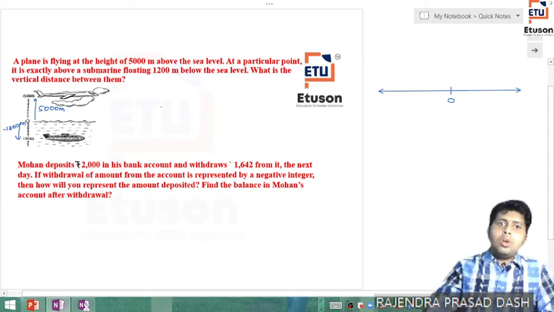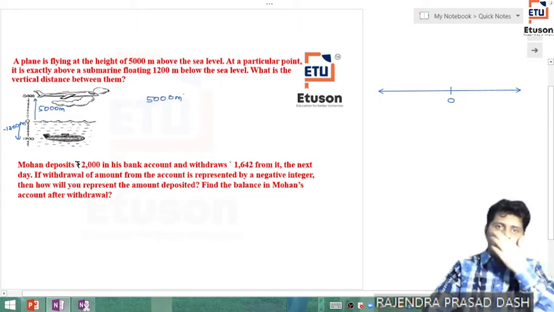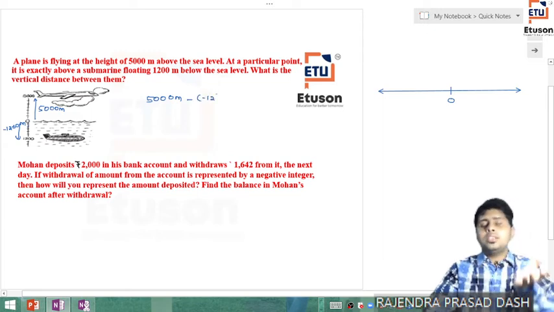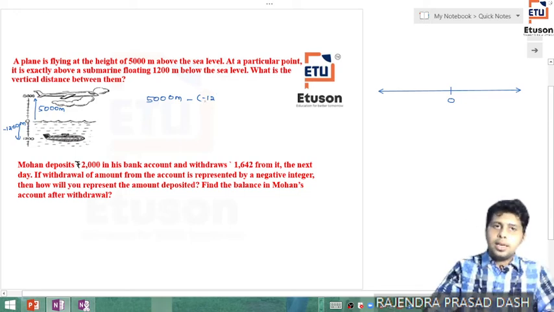So how will we do it? We will just subtract minus 1200 from the 5000. Why minus? Because in the upper case, if you are taking positive, then below the sea water we have to take it as negative. So we have to subtract minus 1200 meter from the 5000 meter.